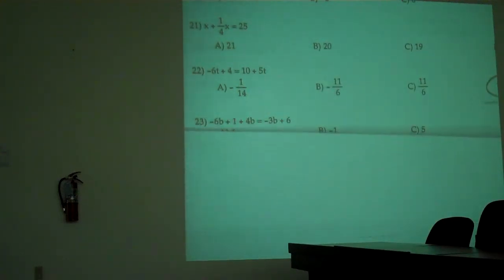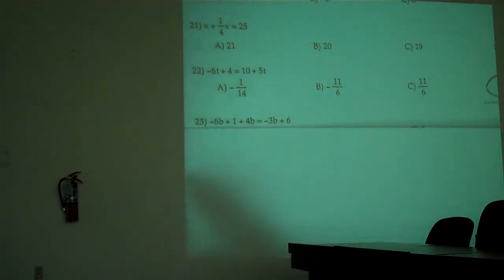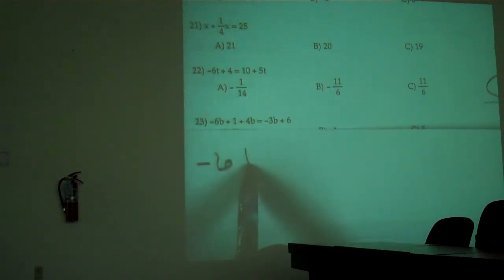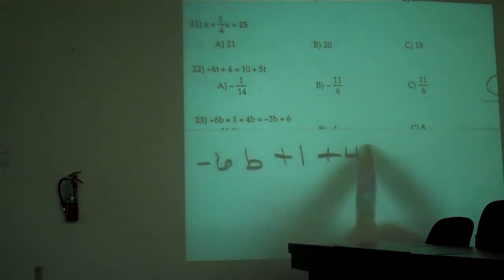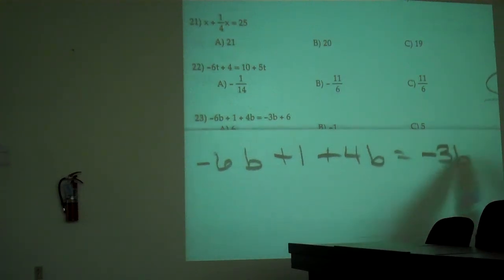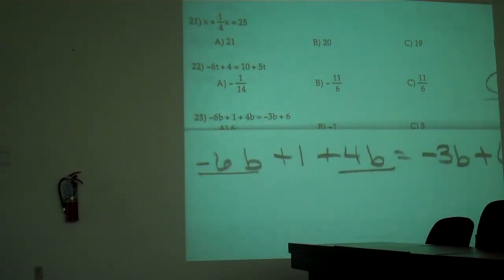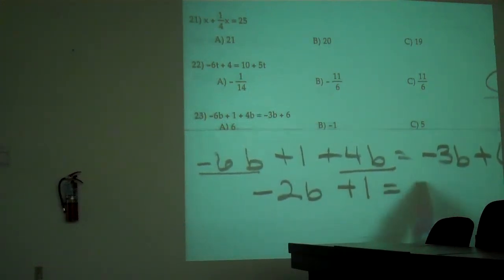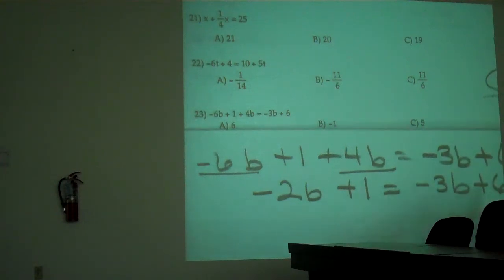Okay, 23. You have negative 6b plus 1 plus 4b equals negative 3b plus 6. No parentheses. Are there like terms? This side of the equal sign has 2 b terms, so let's combine these. Negative 6, positive 4. Negative 2b. The 1 doesn't combine with anything. So that was all we got to do there.